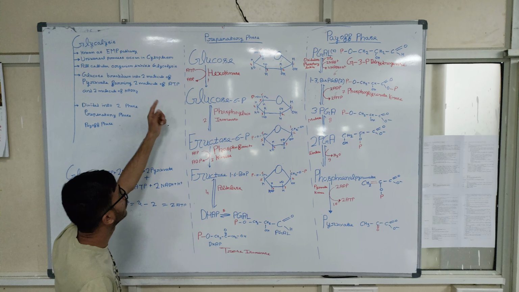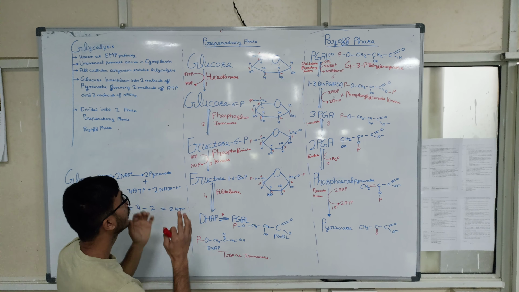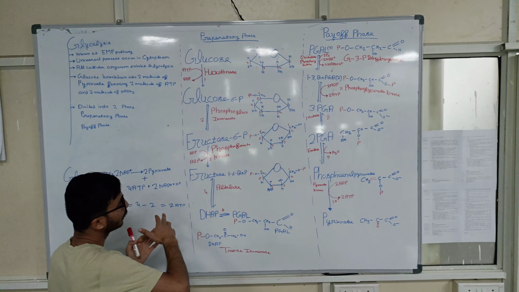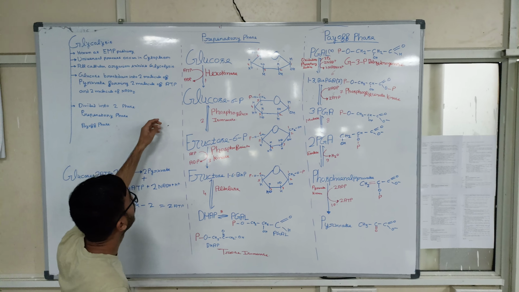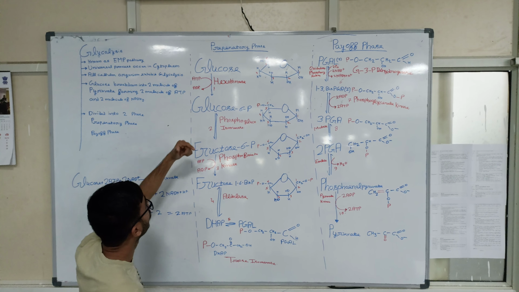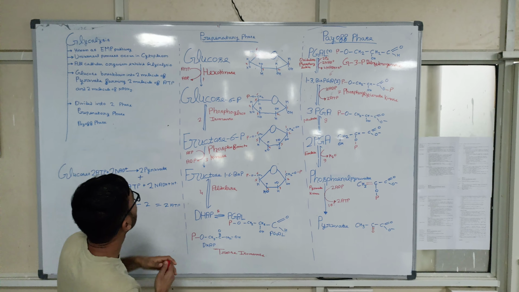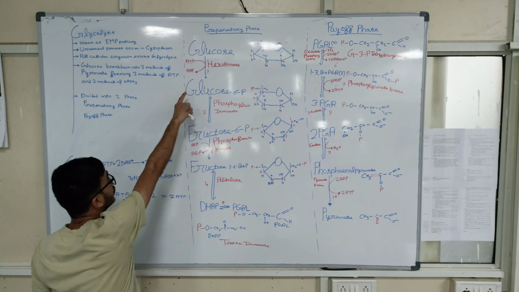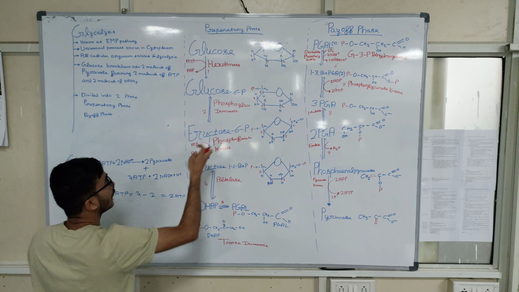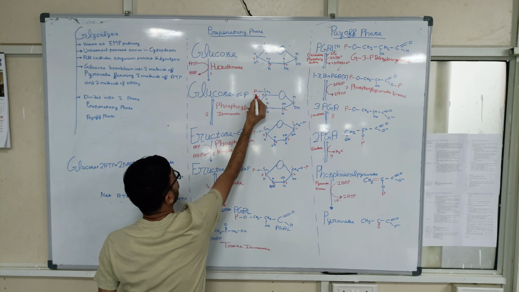So firstly, we move towards the preparatory phase. In the preparatory phase, we prepare the glucose molecule for the formation of pyruvate molecules. So firstly, we add ATP to glucose, and that is the activation of glucose with the help of an enzyme known as hexokinase. So glucose, with the consumption of ATP, forms glucose 6-phosphate, and at the 6 position a phosphate group is added.